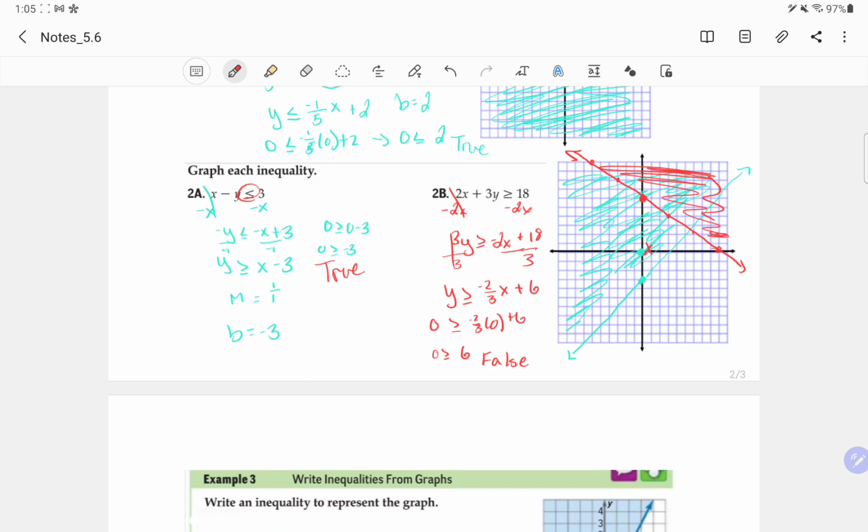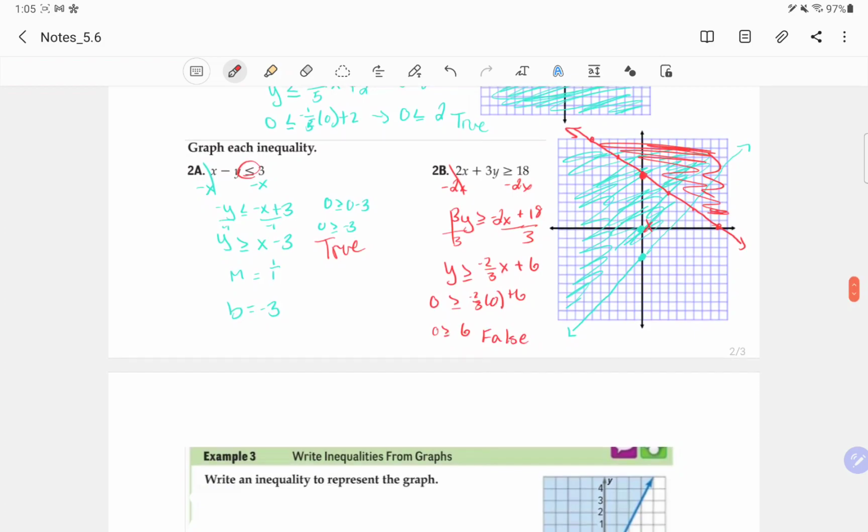I started solving for y, subtracted over 2x, then I divided both sides by 3 to get y is greater than or equal to negative 2/3 x plus 6. Sorry, I didn't write out my m and my b on this one. My m is negative 2/3 and my b is 6. So I went up to my b, 6, and put my point, and then I went down 2, right 3, down 2, right 3, and then I went up 2, left 3, up 2, left 3 to get the negative 2/3 slope, right?